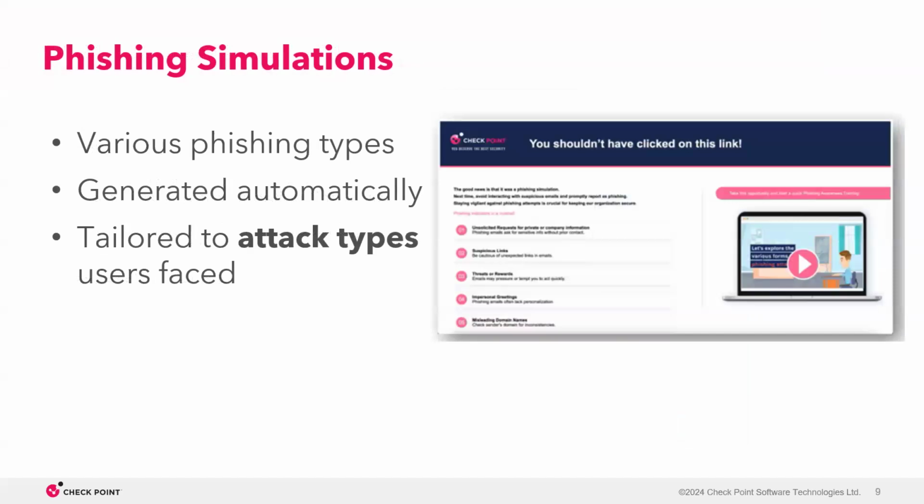The phishing simulation portion. We use various types of phishing. They generate automatically, and they are tailored to the attack types that the users have faced. I'm going to go into that a little bit deeper in a second. But you see on the right-hand side, that's the actual page you get if you click on a link in the email that you shouldn't have. It tells you that you shouldn't have.